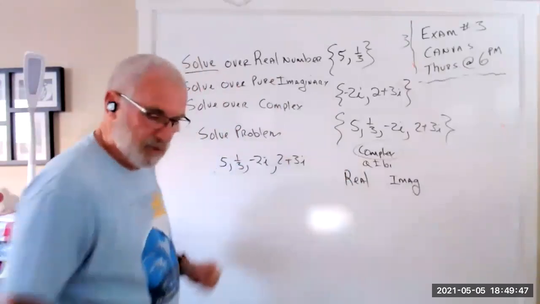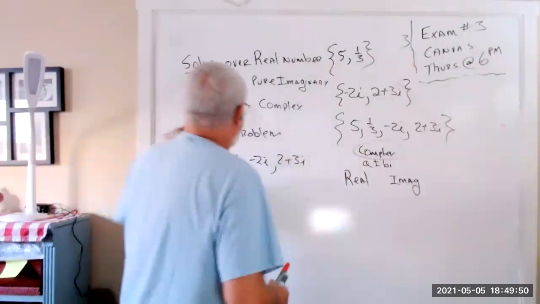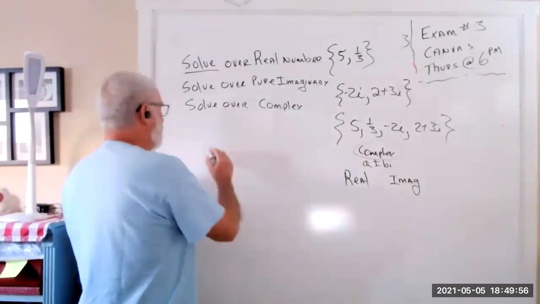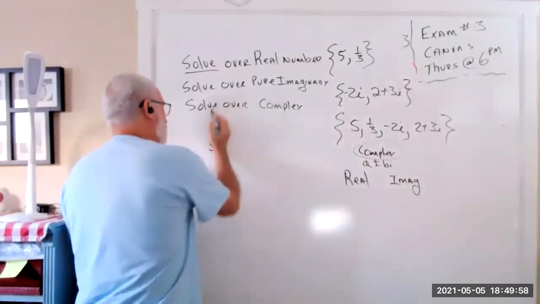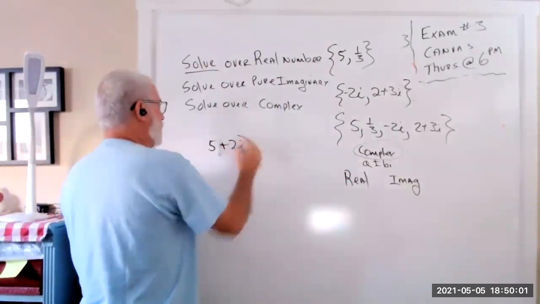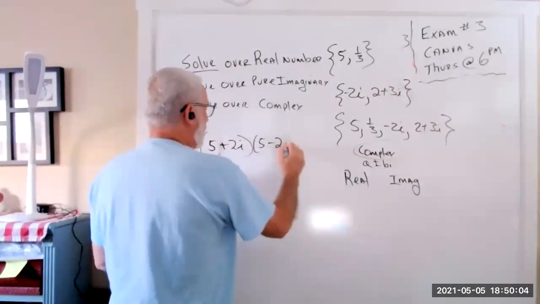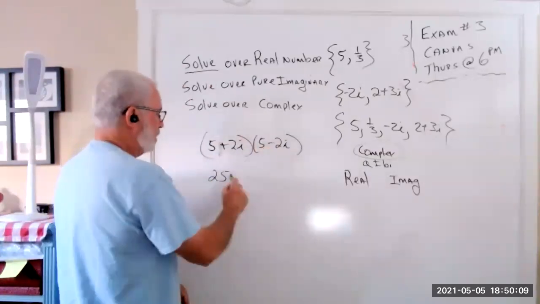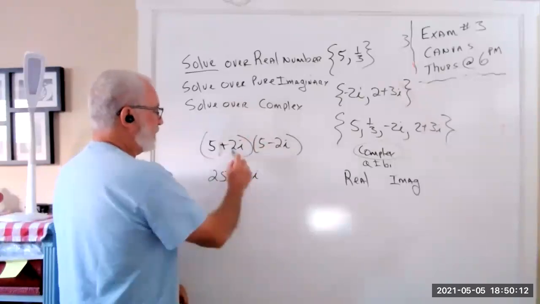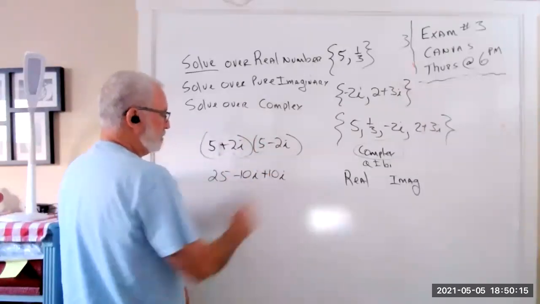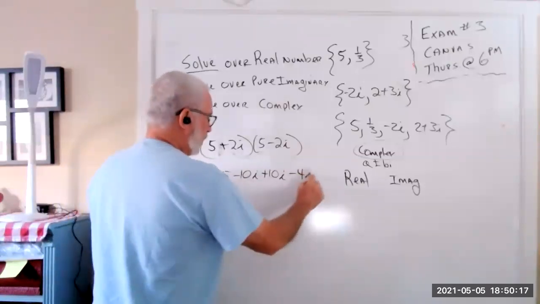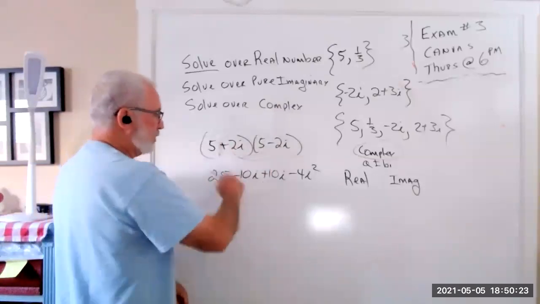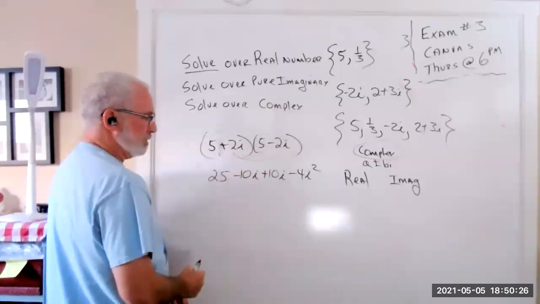But then Carmen kept asking, well, what happens if you did something like 5 + 2i times 5 - 2i? And you multiply these together, you get 25 minus 10i plus 10i minus 4i to the second. Does everybody follow what I'm doing? I'm distributing this mess together. Are you guys okay with my math? Yes. Okay.